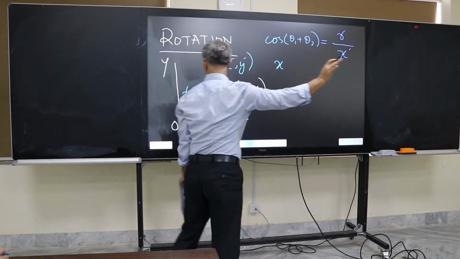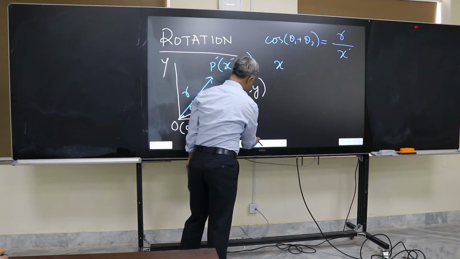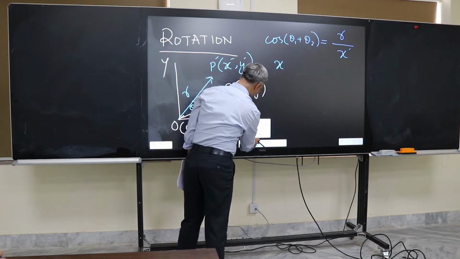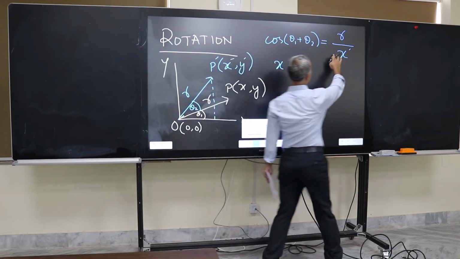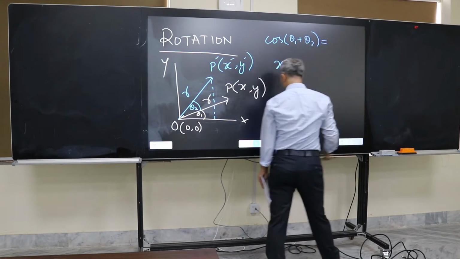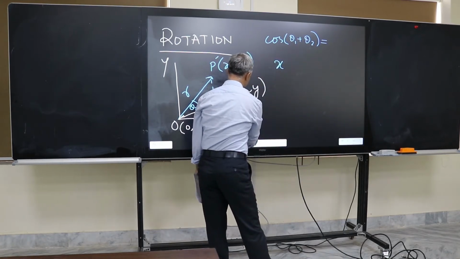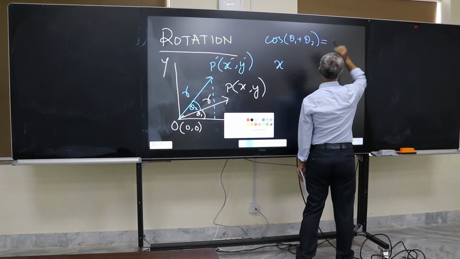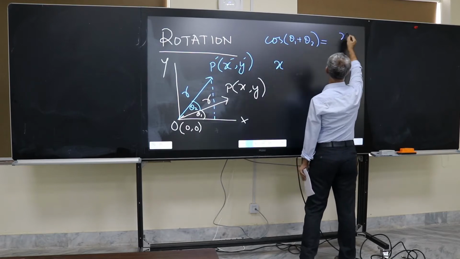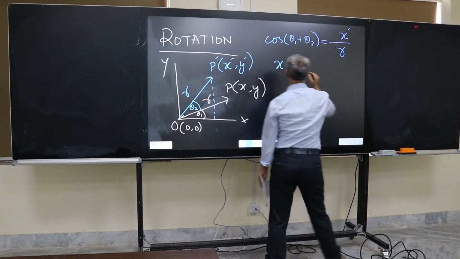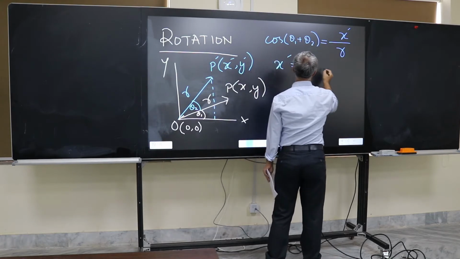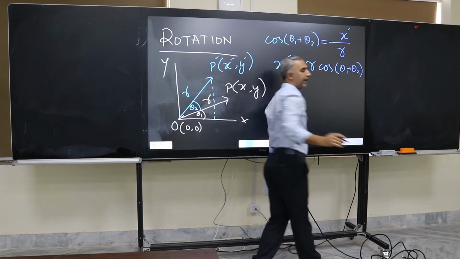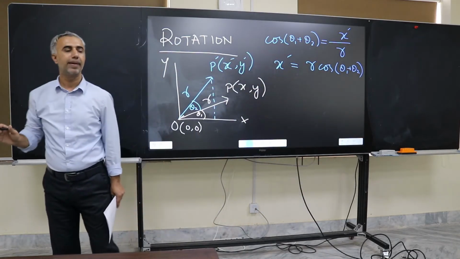So base over hypotenuse, I apologize. Yes, there is our hypotenuse. Base is here x prime, over our hypotenuse R. So your x prime you can write as R cos of theta 1 plus theta 2. Until here, is it clear? Yes, sir.